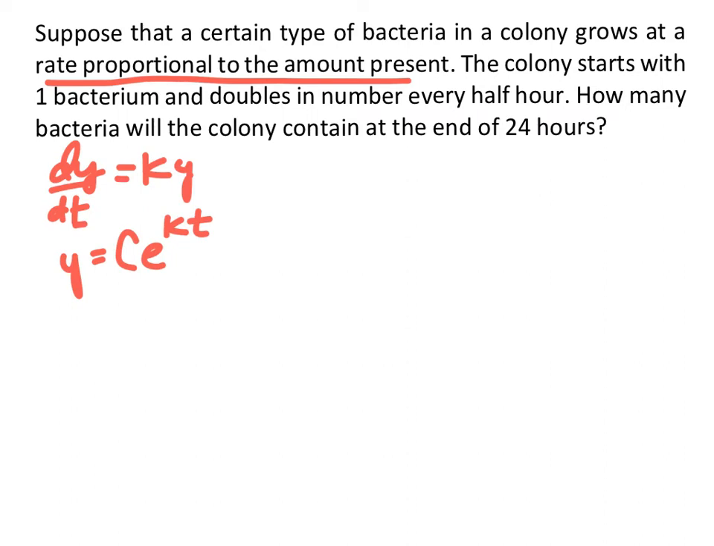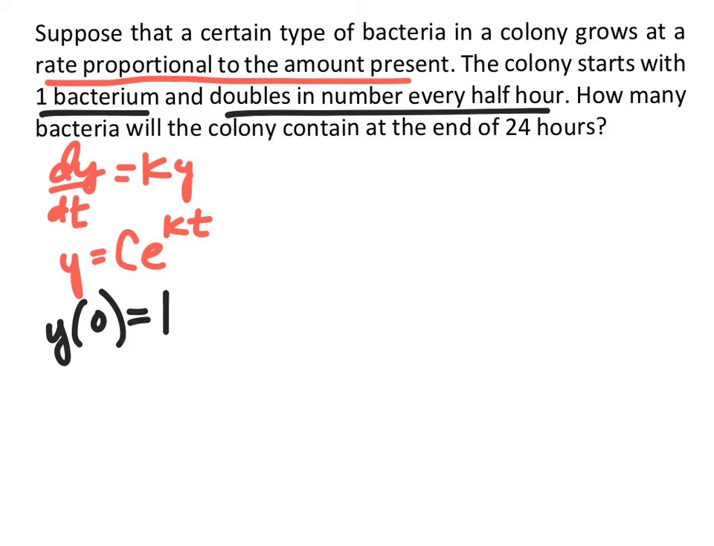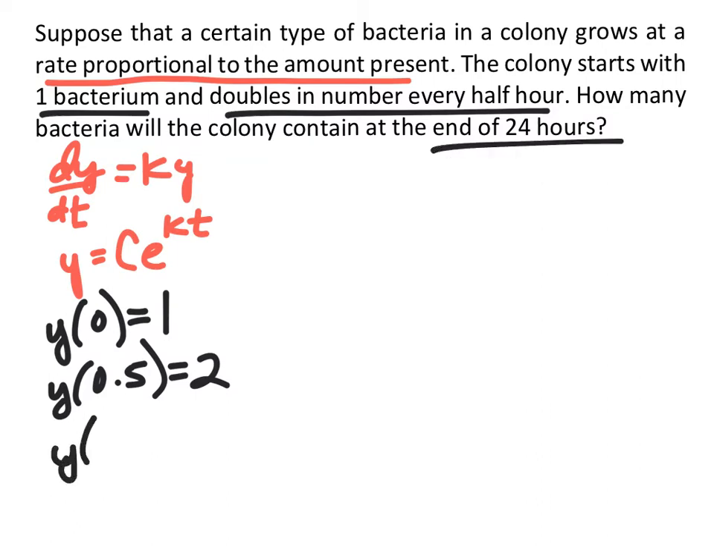So they said that we start with one bacterium and it doubles in number every half hour. So at time 0, my amount, which is y, at time 0 was equal to 1. And then it doubled in number every half hour. So the amount, which is y, at 0.5 hours is now double what we started with, so now we're at 2. And then my goal is to figure out how many bacteria will the colony contain at the end of 24 hours. So what is the amount at 24 hours?